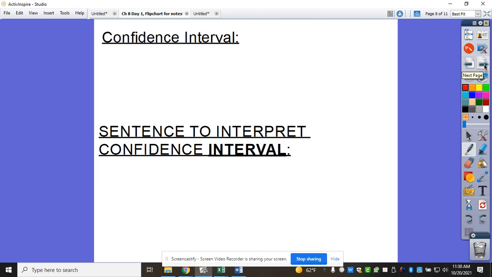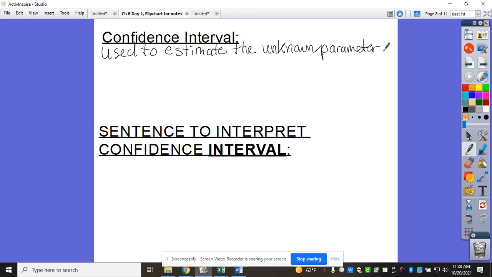Alright, so confidence interval instead is that lower, upper. It is used to estimate, this is like my green dots, the unknown parameter, and it's going to have a lower number and an upper number.